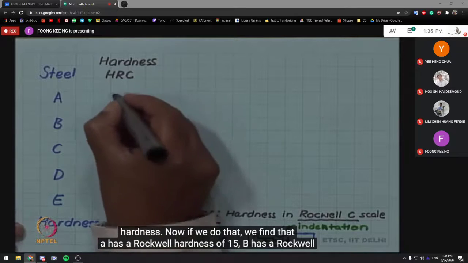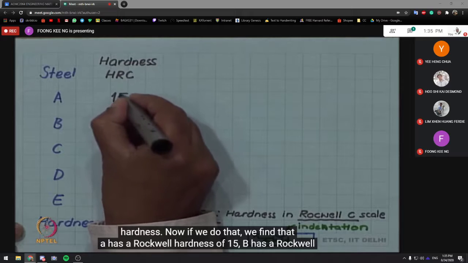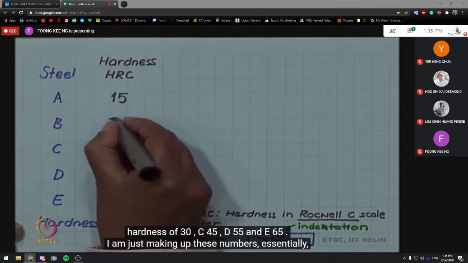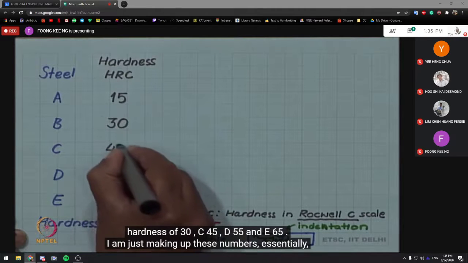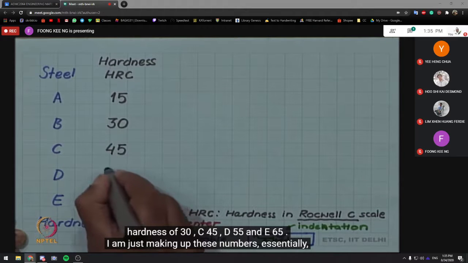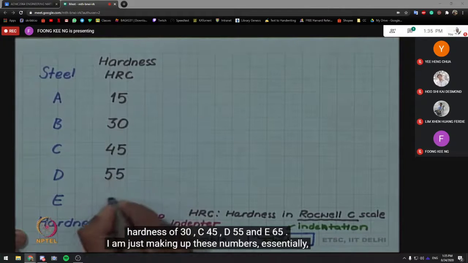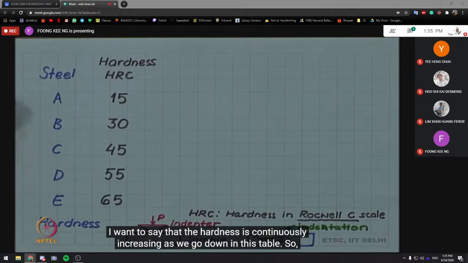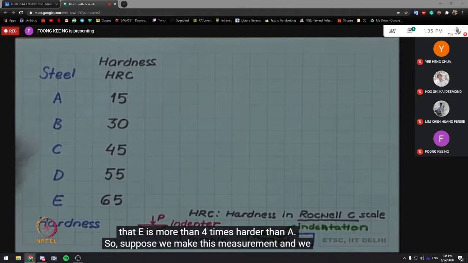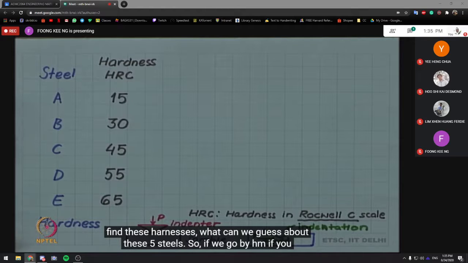Now, if we do that, we find that A has a Rockwell hardness of 15, B has a Rockwell hardness of 30, C 45, D 55, and E 65. I'm just making up these numbers. Essentially, I want to say that the hardness is continuously increasing as we go down in this table, so that E is more than 4 times harder than A. So suppose we make this measurement and we find these hardnesses. What can we guess about these 5 steels?